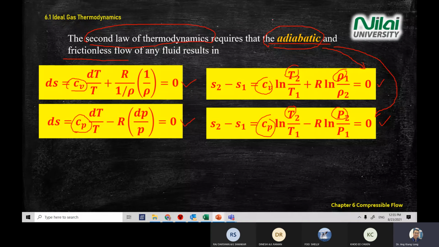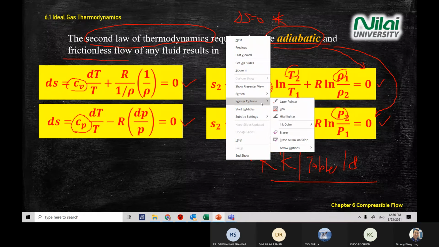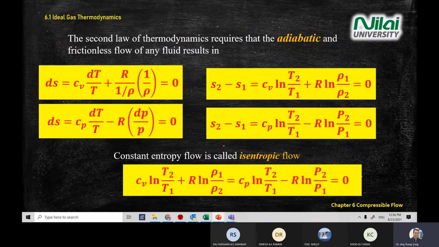Just take note on this one. When you see this in the exam question, adiabatic means the change of S is equal to 0. It depends on whether you have density or not, temperature or not, or pressure or not. Depending on what you have in the question, you decide whether to use Cv or Cp. How to find the Cv and Cp values? I showed you just now by using R and k to find Cp and Cv, in table 1.8. Basically, you just substitute numbers.